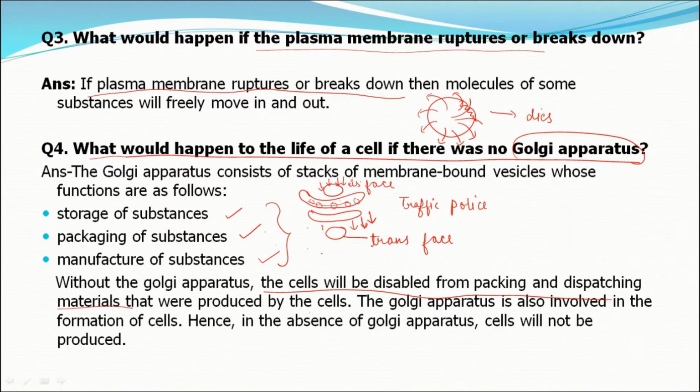Cell will not survive. So we can say, if there was no Golgi apparatus, cell will not be produced. Are you getting it? So this would happen if there was no Golgi apparatus. Now moving to our next question.